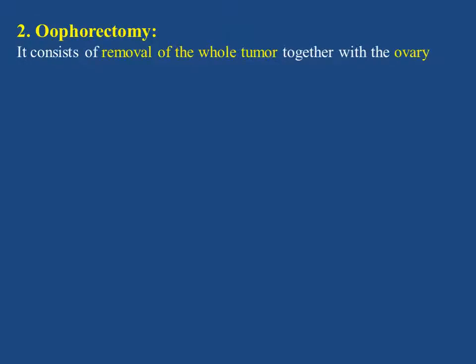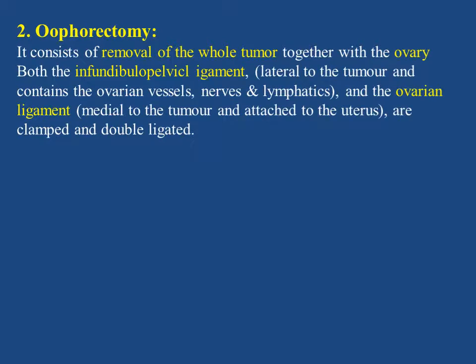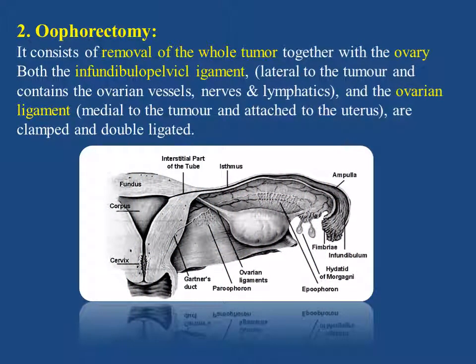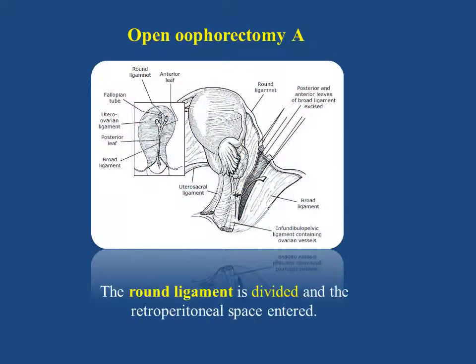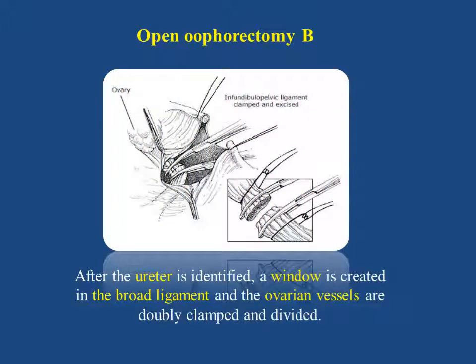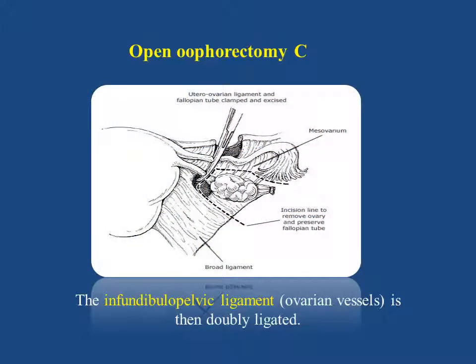Oophorectomy. This is removal of the whole tumor together with the ovary. I will do clamping and double ligation of the infundibulopelvic ligament and the ovarian ligament, and the mesovarium. This is open oophorectomy. Here is the round ligament I divided and the retroperitoneal space. Then after I identify the ureter, a window is created into the broad ligament and the ovarian vessels are doubly clamped. Then the infundibulopelvic ligament containing the ovarian vessels is then doubly clamped.